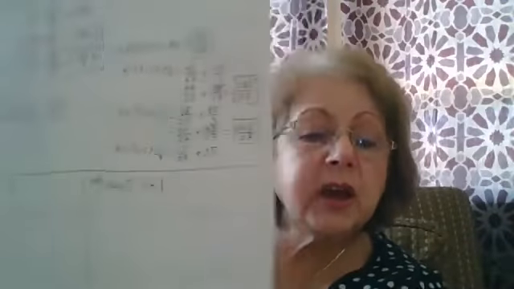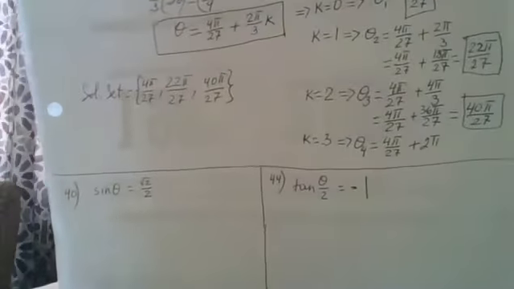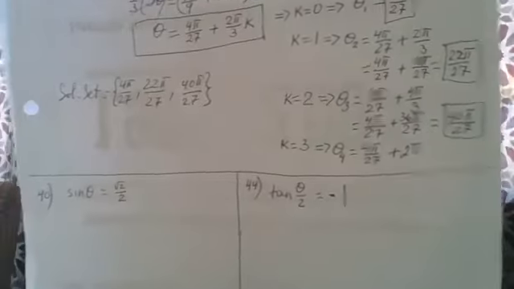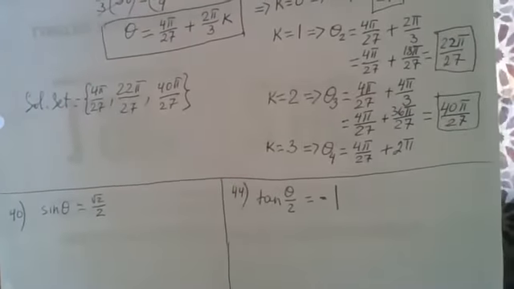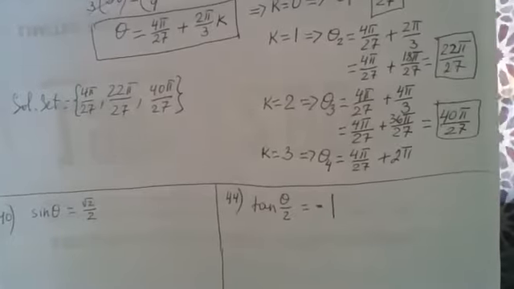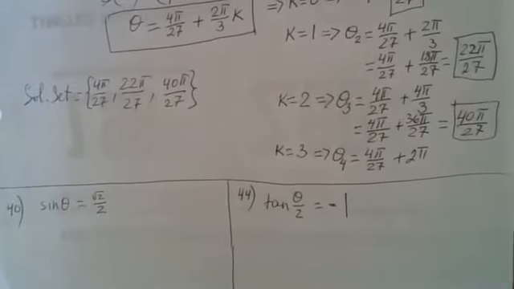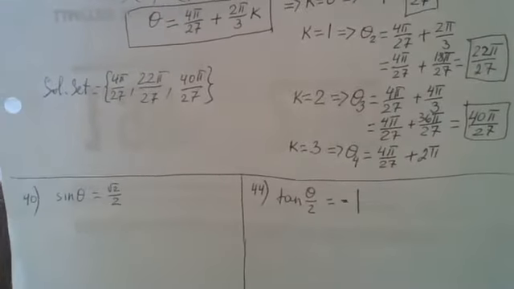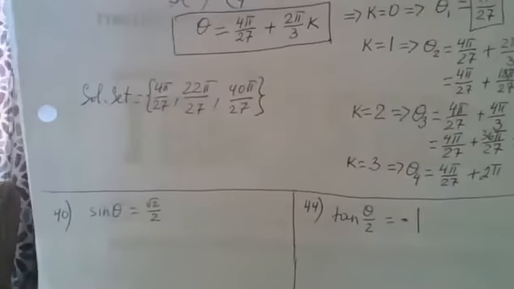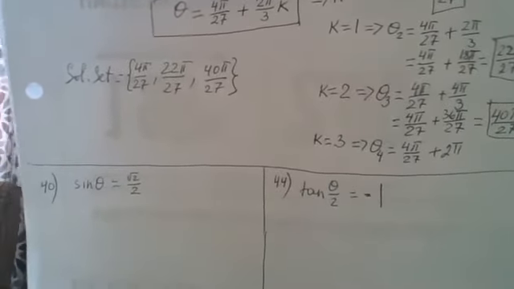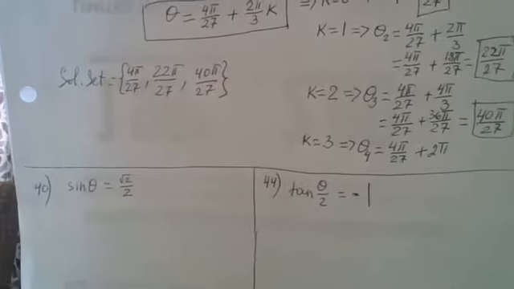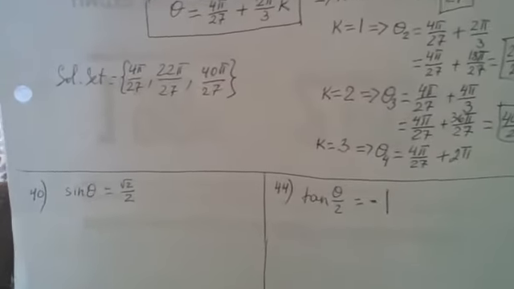Look what I wrote. I wrote sine theta equals square root of 2 over 2. I did not write anything about theta being from a certain interval. It is just a separate, standalone equation: sine theta equals square root of 2 over 2. And what do we have here?